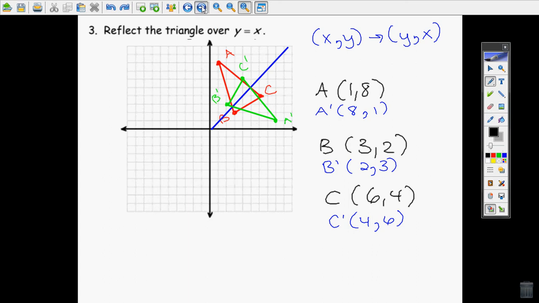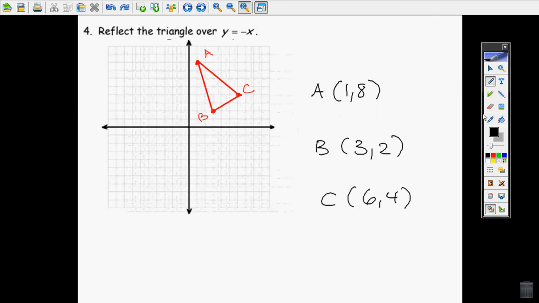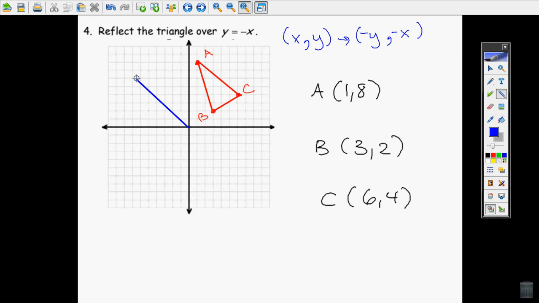All right, and so then next, number 4, we have a reflection over the line y equals negative x. So the rule here is if you have x comma y, not only do you swap your x and your y, but you also change their sign. This is the line, I'm going to do my best to draw it. This is the line y equals negative x, okay?